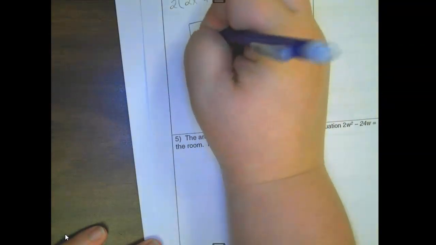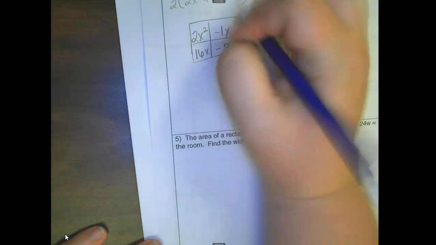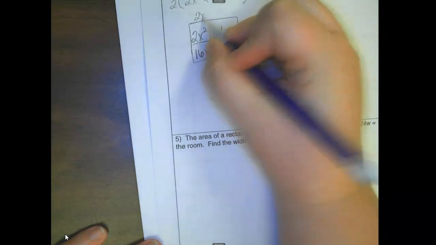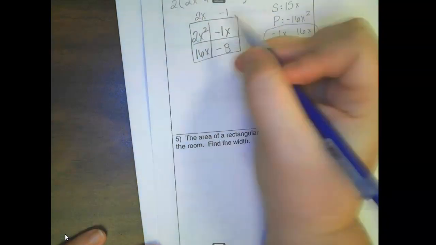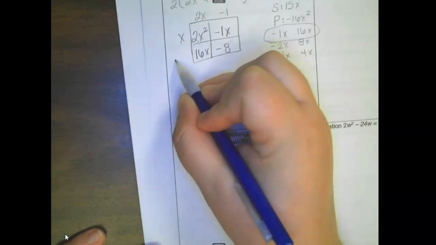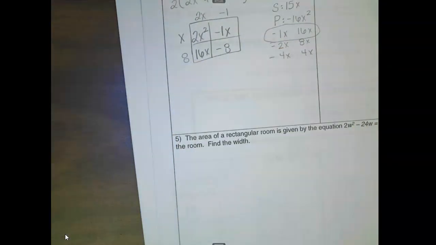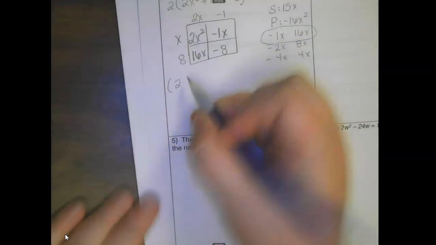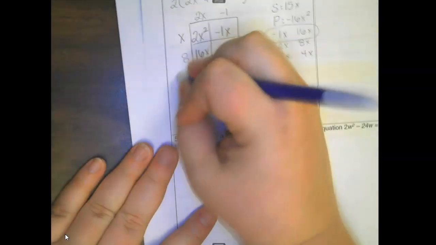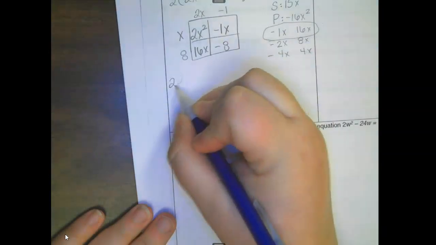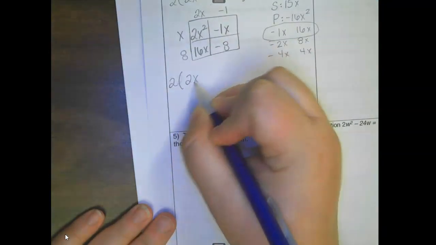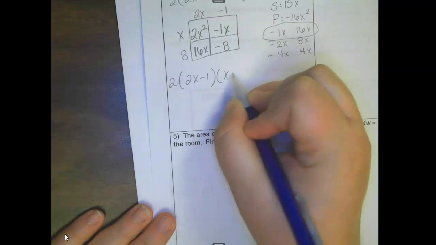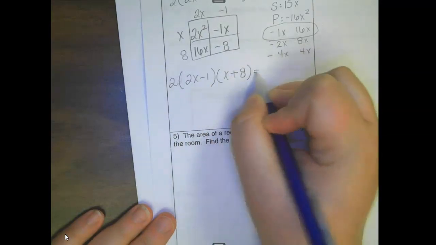So negative 1x, 16x, 2x squared, negative 8. So 2x, negative 1, x, and 8. So we have 2, oh, I forgot my 2 out front, sorry. Can't forget that 2 out front. 2x minus 1, x plus 8 equals 0.